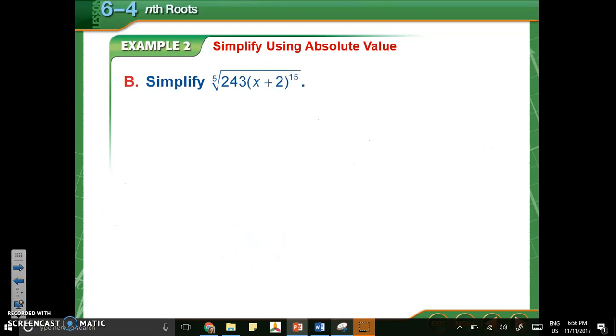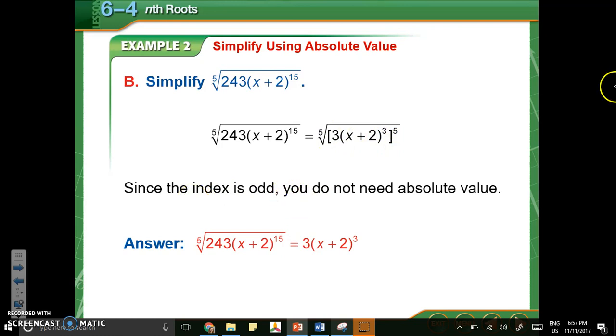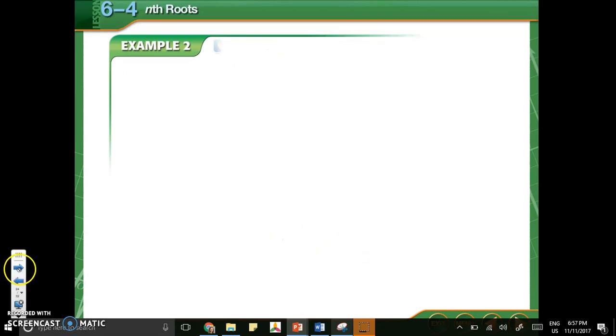All right, take a look at this one. Here I have a 5th root of 243 times x plus 2, that quantity to the 15th. Well, what's the 5th root of 243? It's 3. And the 5th root of x plus 2 to the 15th is x plus 2 cubed. The index here is odd, so I don't have to worry about absolute value. This would just be my final answer. Again, 5th root of 243 is 3. The 5th root of something to the 15th is that something to the 3rd power.